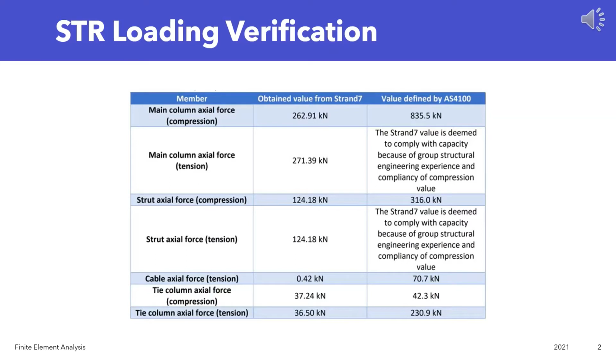The tie column axial force in compression produced a result of 37.24 kilonewtons, which is verified by the result of 43.3 kilonewtons. The tie column axial force in tension produced a result of 36.5 kilonewtons, which is verified by the result of 230.9 kilonewtons.